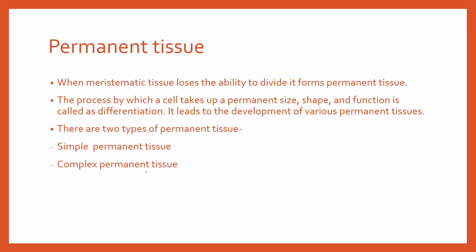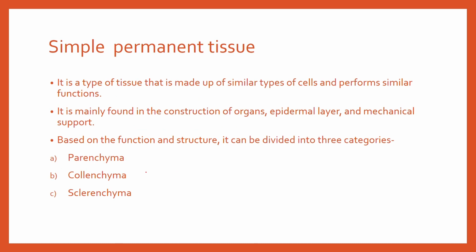So there are two types of permanent tissue, simple permanent tissue and complex permanent tissue. So in this video we will be talking about the simple permanent tissue. Simple permanent tissue क्या होता है?